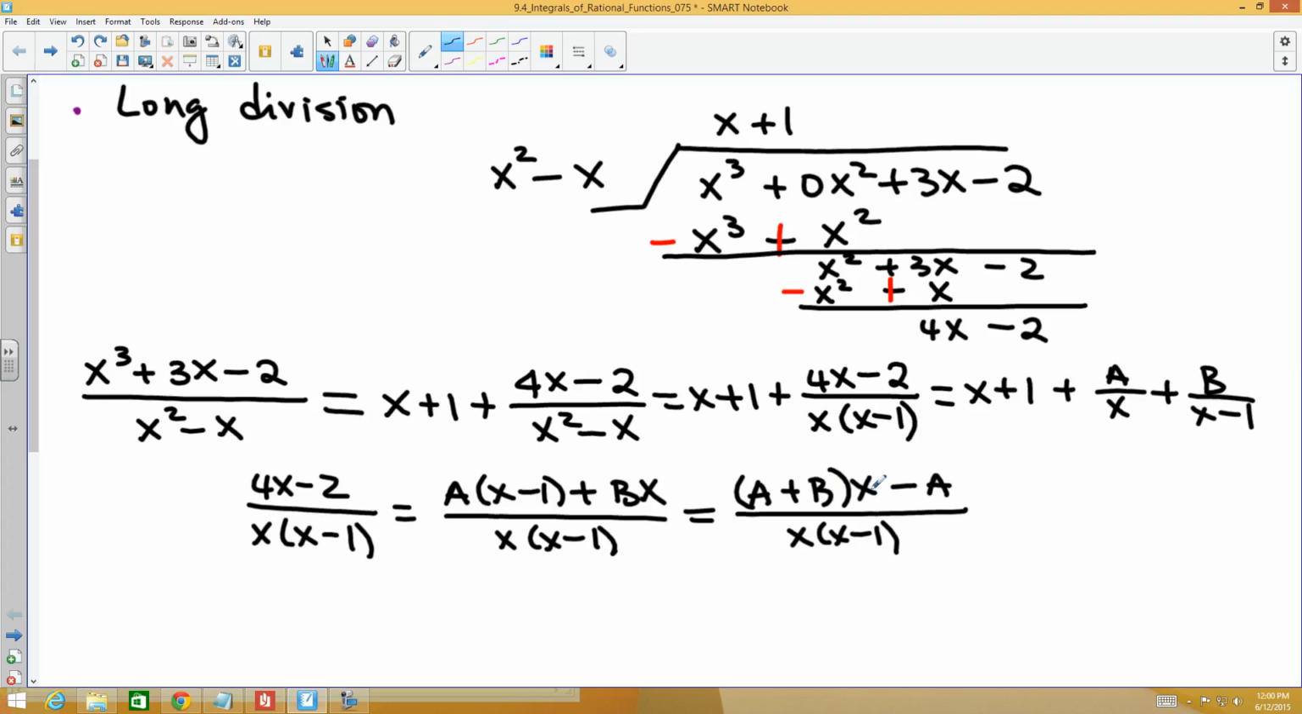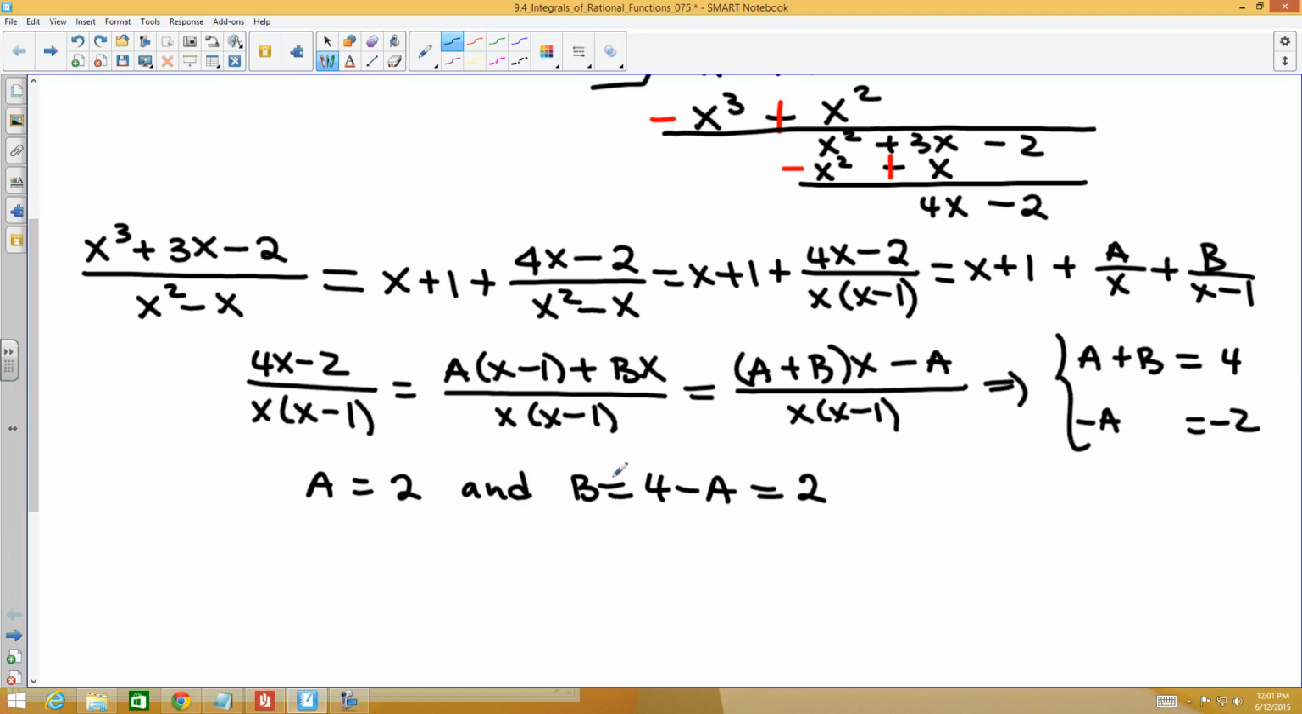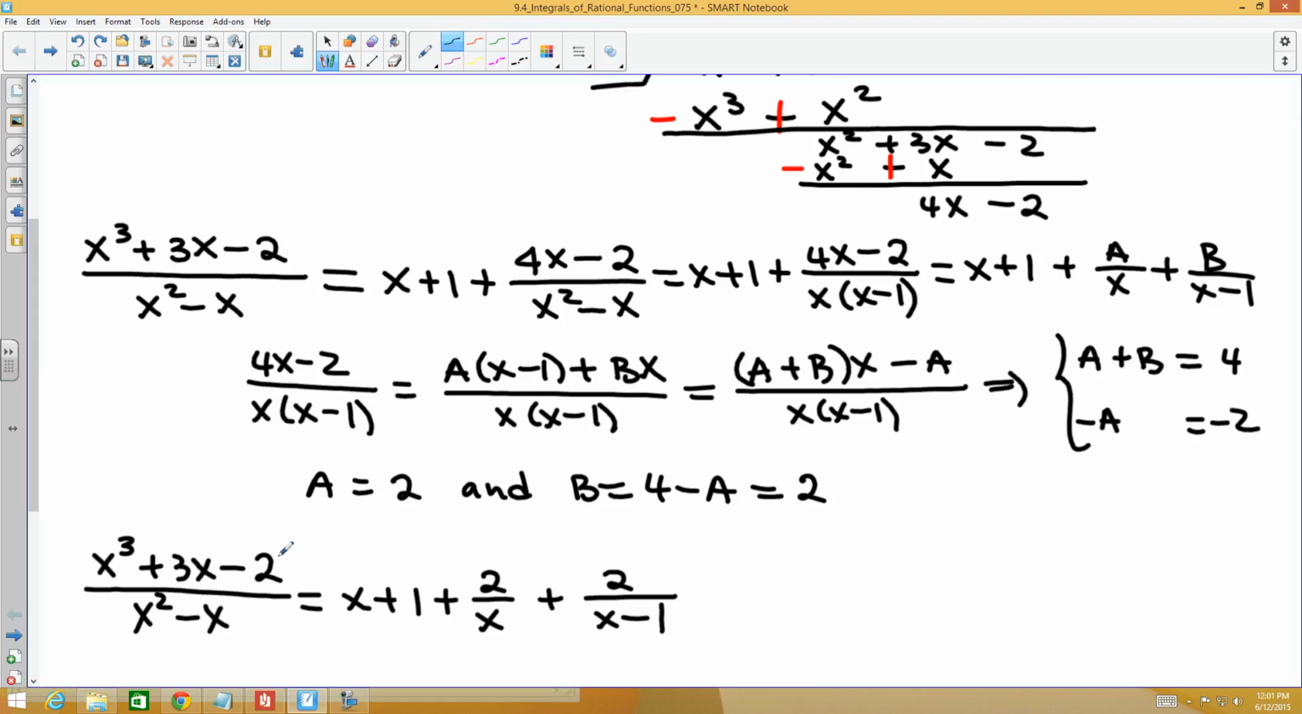Now we have to match the coefficient of x and the constant term. So the coefficient of x in this one is A plus B, and here it is 4. So A plus B is 4, and the constant term: negative A equals negative 2. That means A is 2. Therefore, A is 2. And solving, we get B also 2. Therefore, the integrand can be written as x plus 1 plus 2 over x plus 2 over x minus 1.